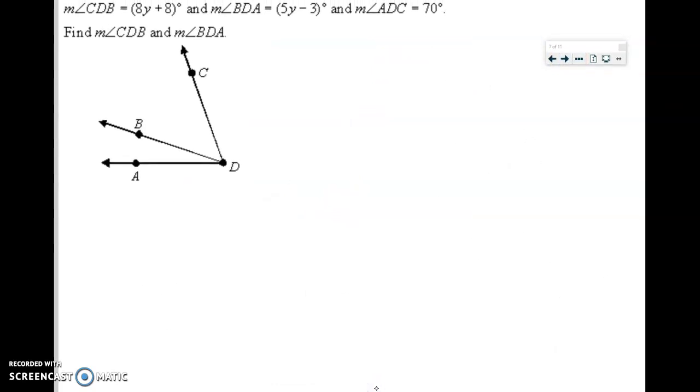Let's look at this example here. The measure of CDB, this top one here, is the expression 8y plus 8 degrees. The measure of angle BDA, this little guy here, is 5y minus 3, and the measure of ADC, the big one, is 70 degrees. Go ahead and follow what we did in the previous example and find the measure of CDB and the measure of angle BDA. Make sure you show all your steps in your work.